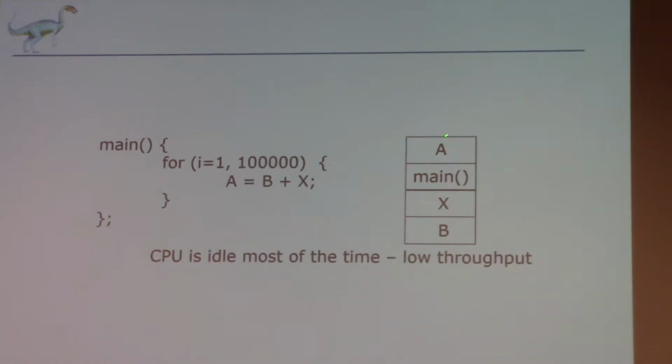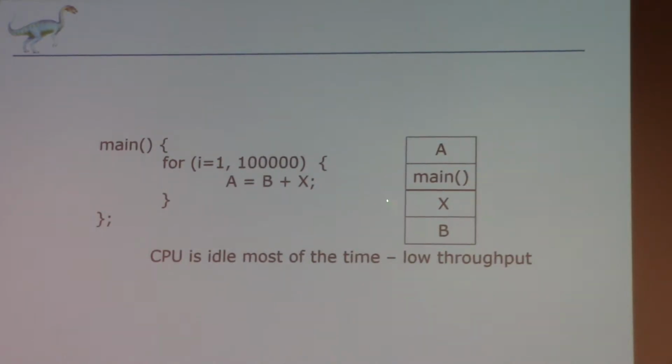So let's say that we have 4 page frames. This is the current status. The A is for the variable, so this page frame is used for A. Main function is here, and X is here, and B is here. Then, when you have a routine of this for loop, how many times? 100,000 times. The next time we probably need a free frame for I, right?